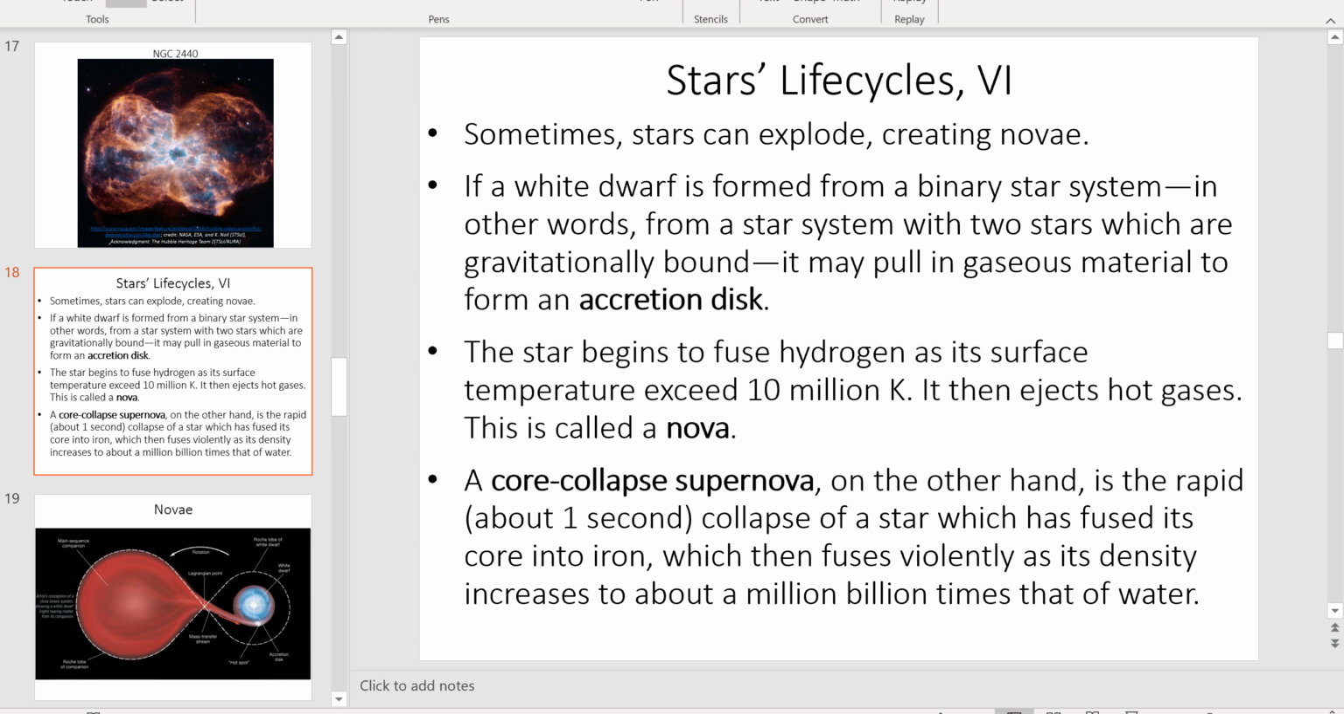This is the rapid collapse of a star, essentially when fusion has ceased and there's no more hydrostatic equilibrium. There's just gravity pulling the star in. So imagine the sun. Let's think about a thought experiment.